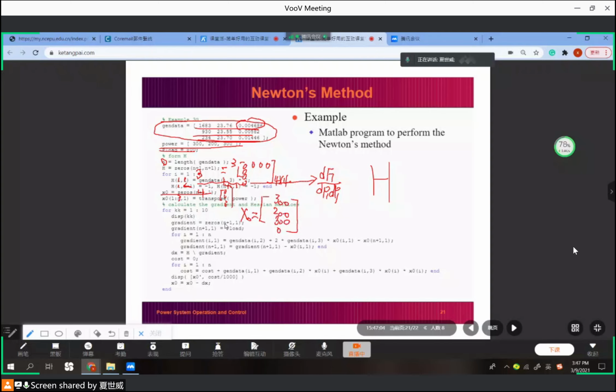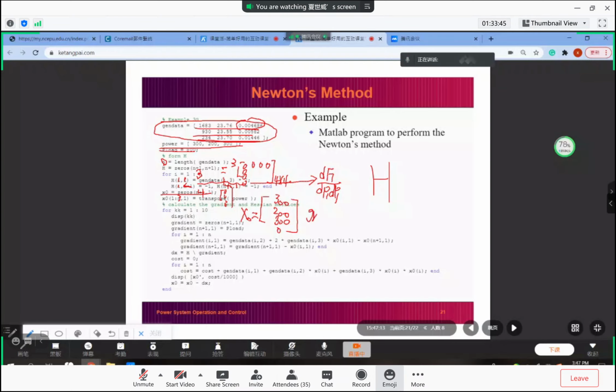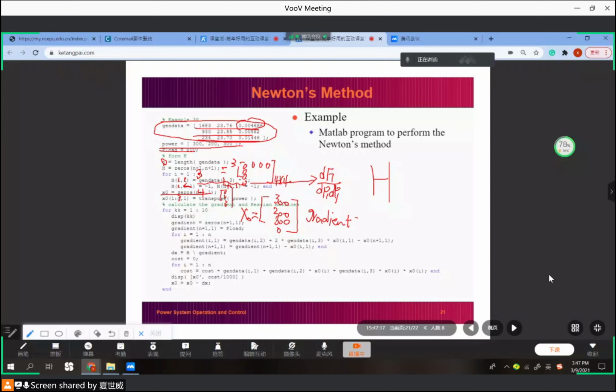Like display and gradient 0 for 1, and gradient for 1 payload means the gradient, the last is payload 0, 0, 0, also a 4 element. So next, the gradient 1, 1 equals generator 1, 2. So this calculates df1, dp1, minus what's this? You see x0, 4. This is x04. It's actually lambda. Okay.